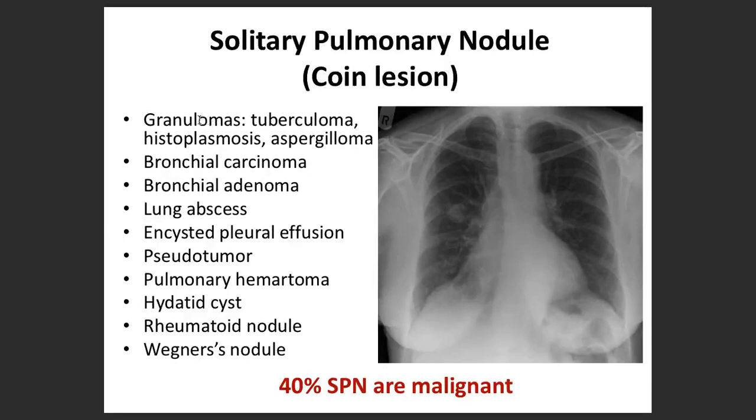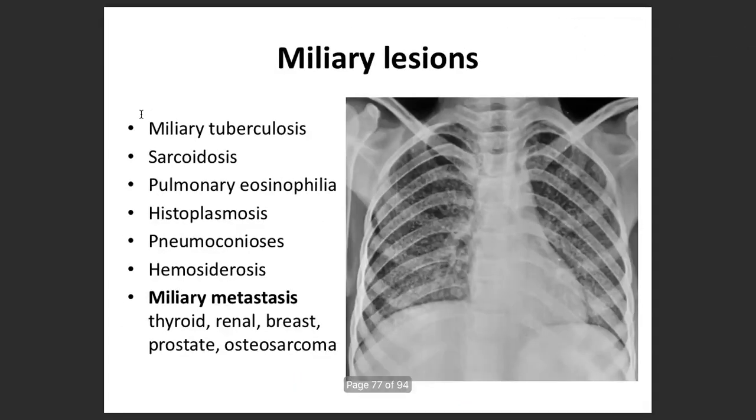The differential diagnosis for this is going to be bronchial carcinoma, adenoma, lung abscesses, pseudotumor, hydatid cyst, in fact the rheumatoid nodule, or also the Wegener's nodule as well. So this is something really, really important. We should always keep it in our mind whenever we are thinking about it.